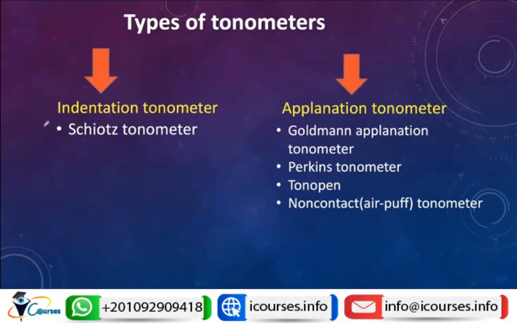The famous example of an indentation tonometer is the Schiotz tonometer. While there are different models of applanation tonometer, they all work by the same principle. So we have the Goldmann applanation tonometer, we have the Perkins tonometer, which is the portable version of the Goldmann, we have the Tono-Pen, and we have applanation by an air puff or air jet, which is called the non-contact or air puff tonometer.